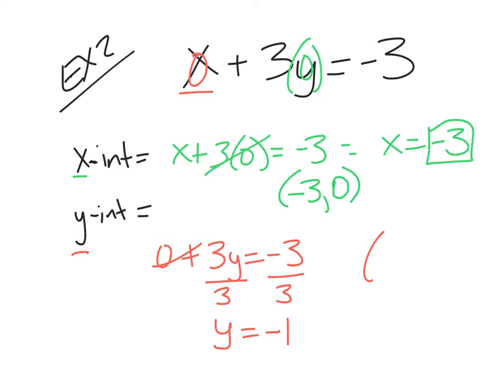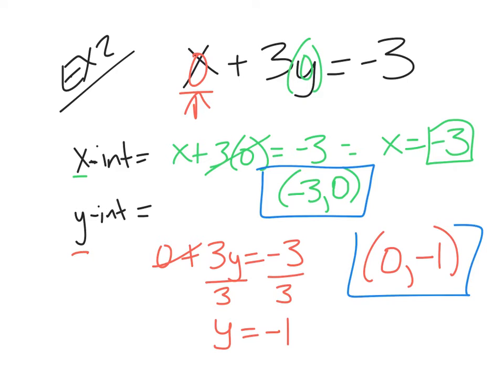So then the point for this one, the coordinate, would be my x is 0, because remember I plugged in 0 for x, and my y coordinate is negative 1. So now I have my x-intercept and my y-intercept. Can I graph those? Yes. Absolutely. What did I do back here?